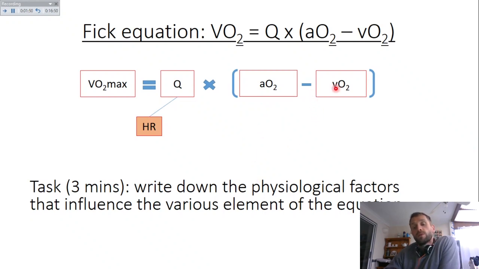Similarly, there might be some factors that influence venous oxygen levels, so how much oxygen is left after the blood has passed the muscles. I'd like you to draw lines underneath to see how many parts of this equation are going to be impacted by our physiology, like heart rate and other things. See if you can have a go at this. Have three minutes and write down these physiological factors that influence these different elements of the equation. If you could do that now for me, please.